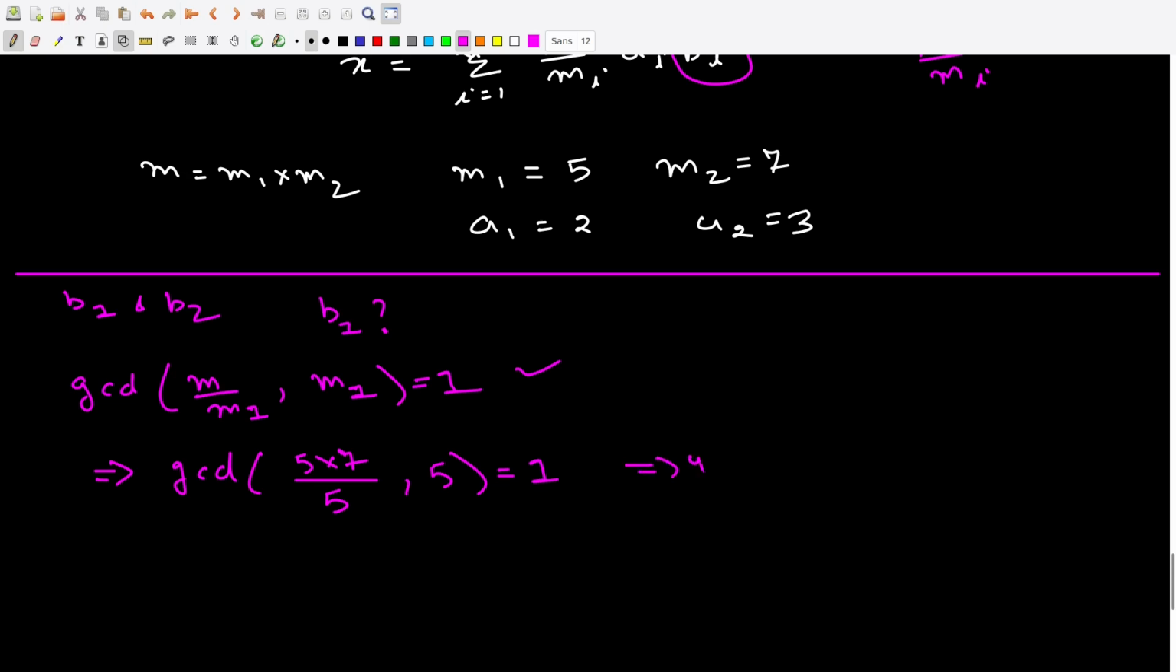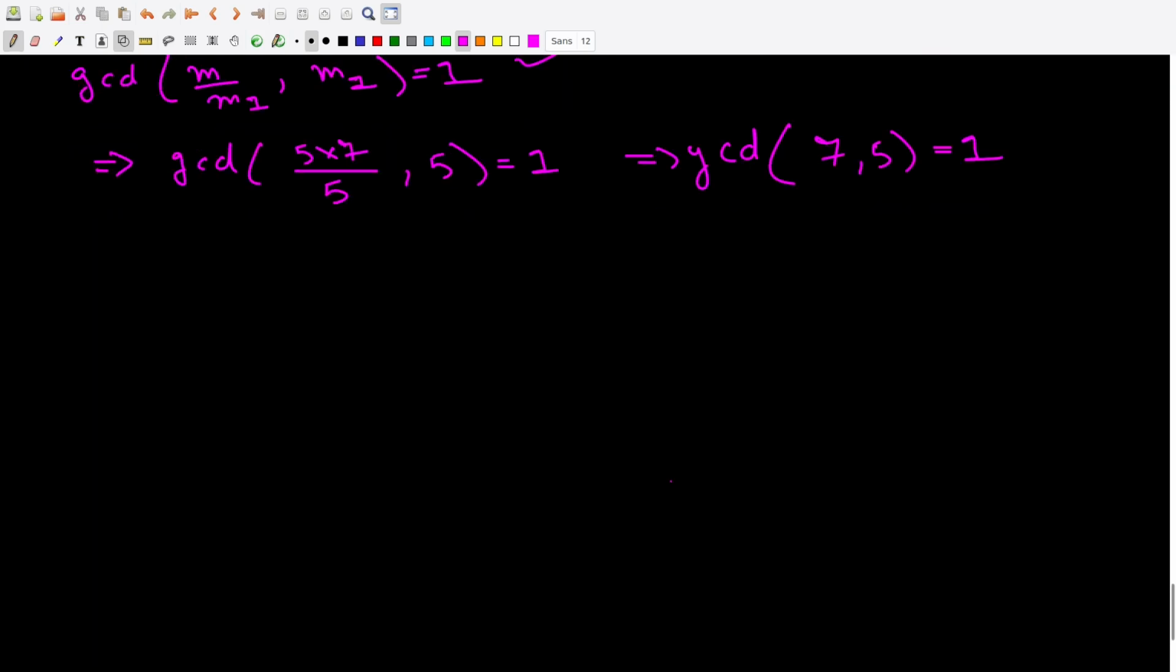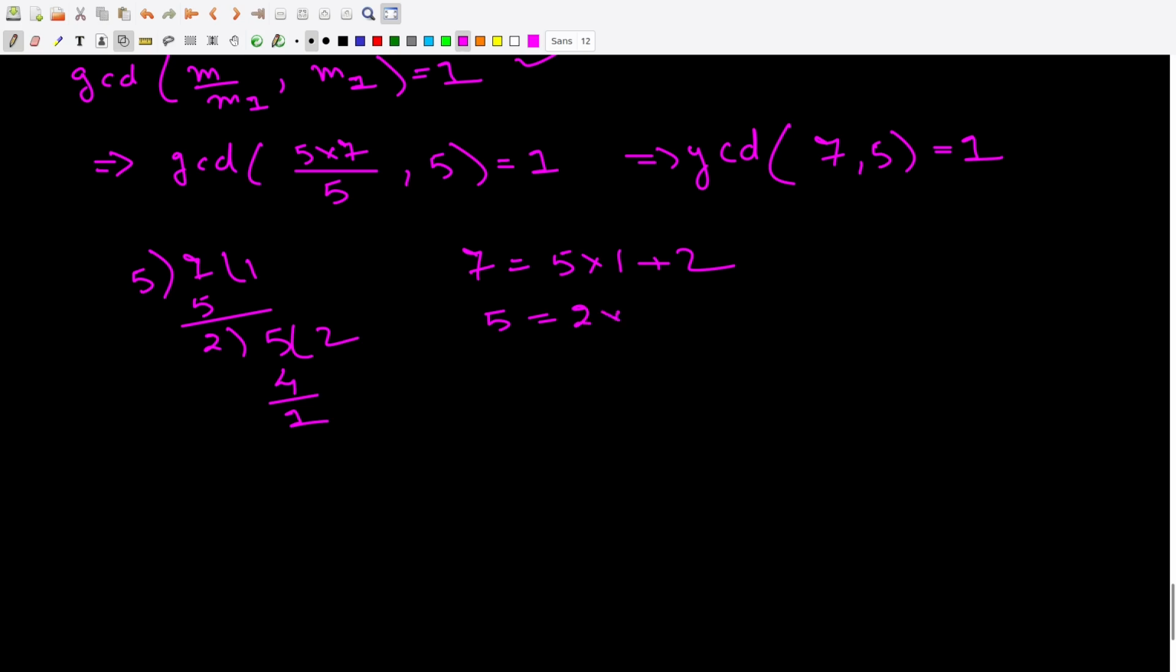So this is basically the GCD of 7 comma 5 equals 1. Let us compute the value of GCD of 7 comma 5. Here we have 7 equals 5 into 1 plus 2, and similarly 5 equals 2 into 2 plus 1. So I'm writing it down from here: 7 equals 5 into 1 plus 2, and 5 equals 2 into 2 plus 1.